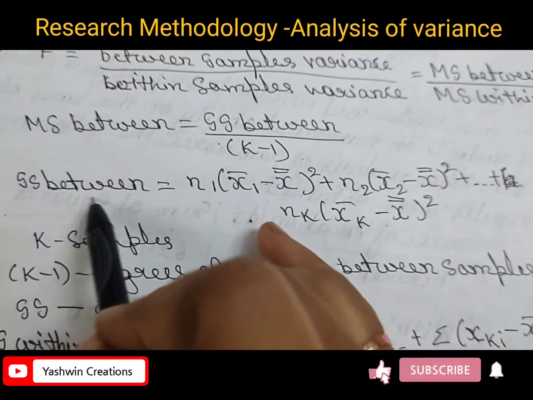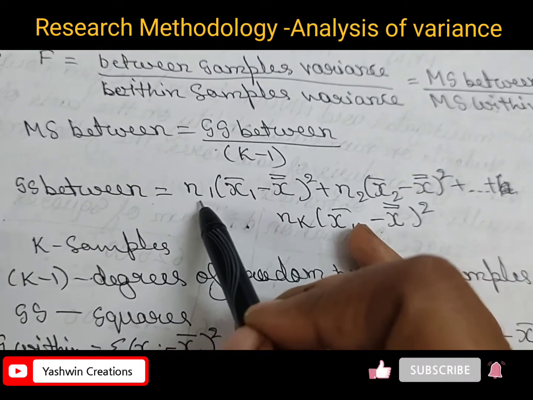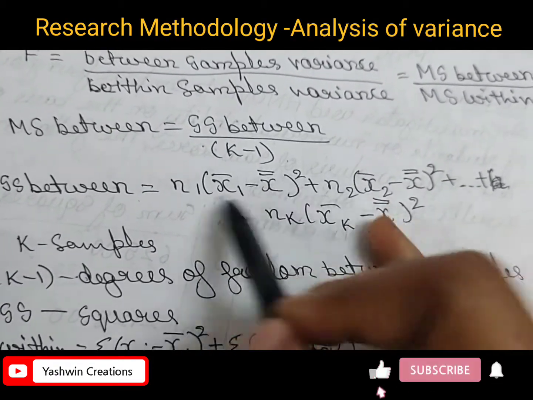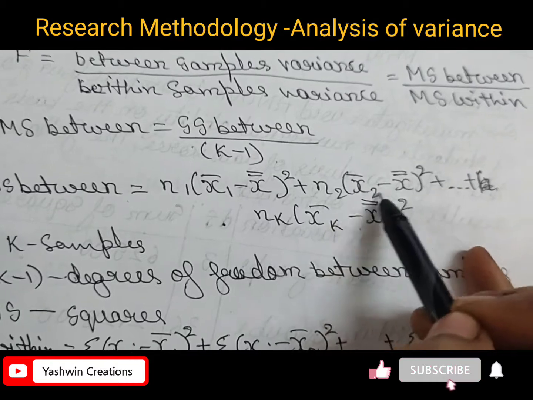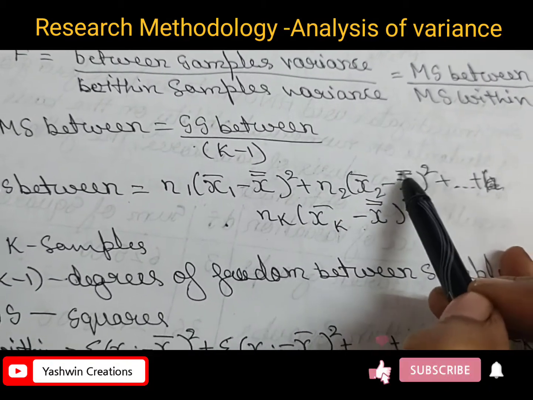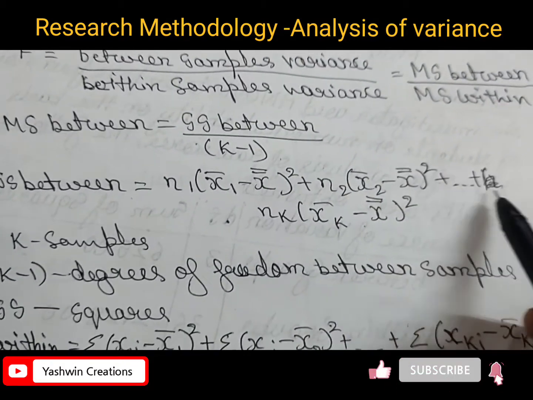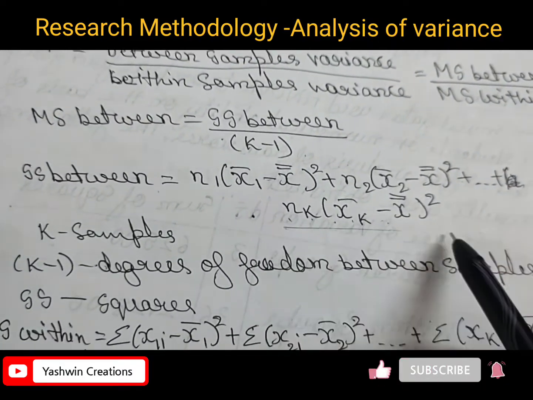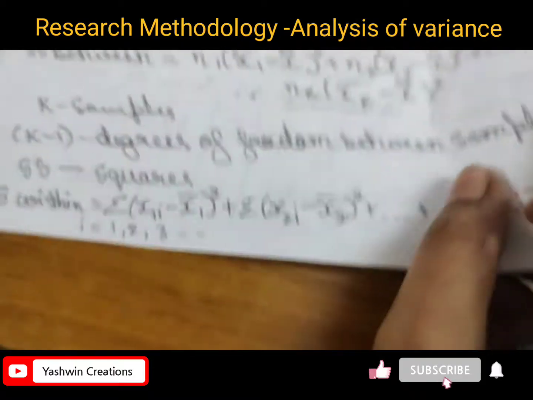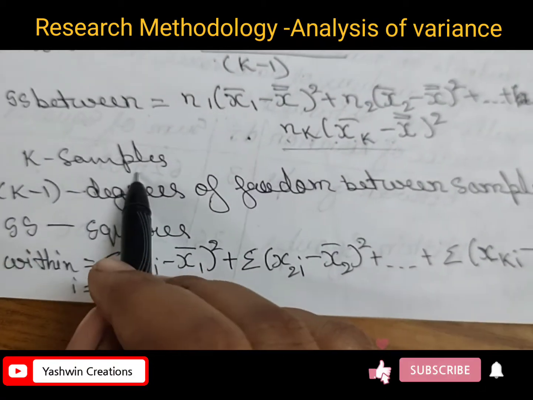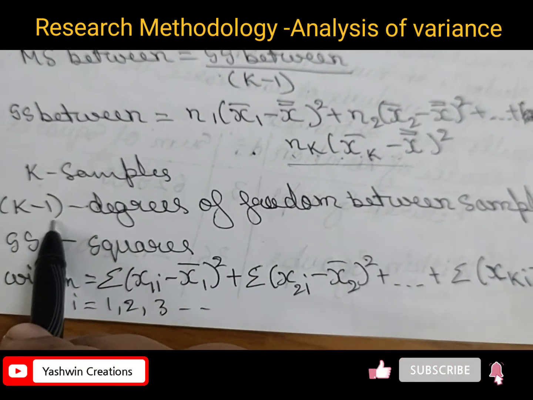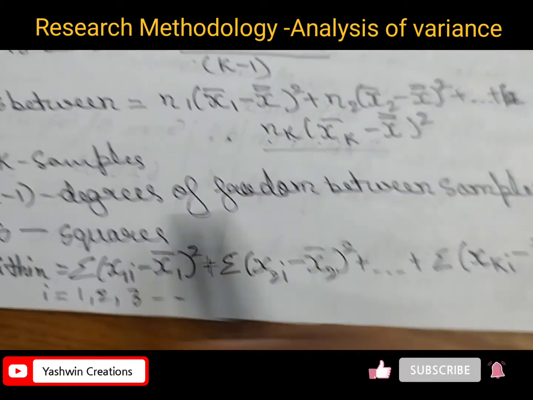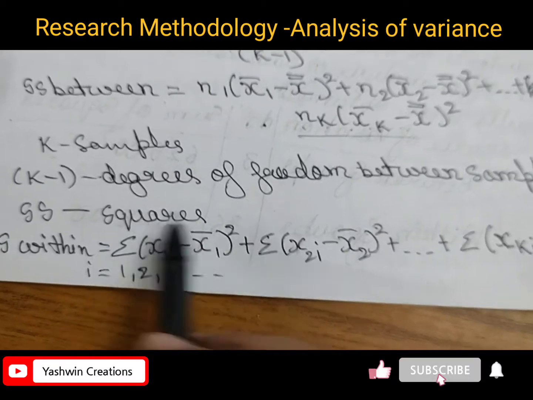SS between we calculate like this: N1 times (x1 bar minus x double bar) whole square, plus N2 times (x2 bar minus x double bar) whole square, continued till Nk xk. Next, K is the number of samples. K minus 1 is the degree of freedom between samples, and SS is the sum of squares.